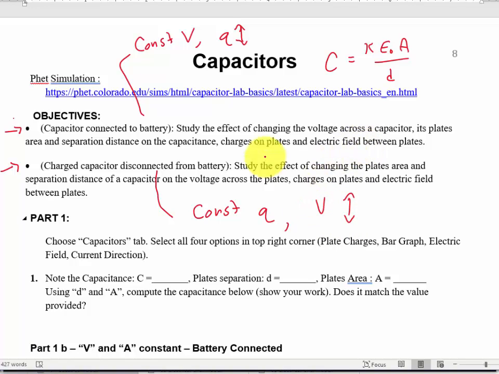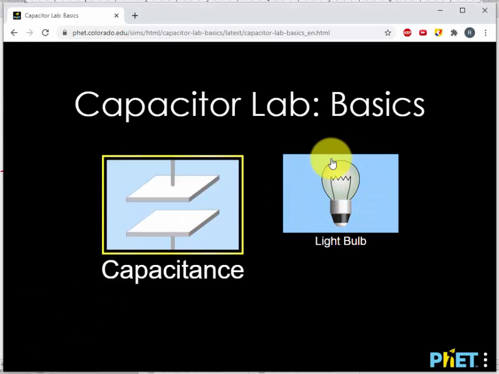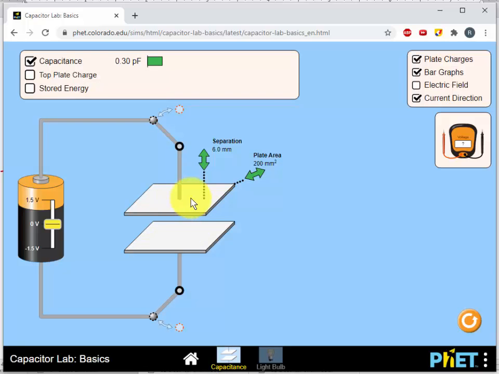So let's go ahead and pop this open. You click on that and you see something that looks like this. This portion of the lab, well, we don't know how capacitors behave with resistors yet, so it is fun to play around with, but we're not quite there yet. We're going to use this tab right here.